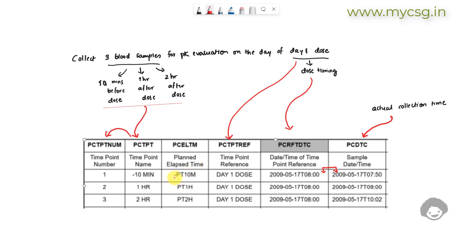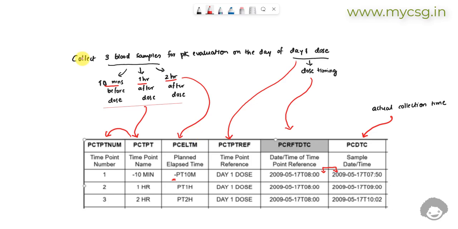So this negative sign here indicates that the value is before the PCTPTREF. T is for time, 10 is for duration, and M is for minutes. Similarly, in the other two records, P is for period, T is for time, and 1 here indicates 1, and H indicates hour. So this is 1 hour after day 1 dose and 2 hours after day 1 dose. For the ones which have to be before, we are indicating it with a minus sign. So the same information of exactly 1 hour, 2 hours, or before and after dose will be captured in PCELTM.